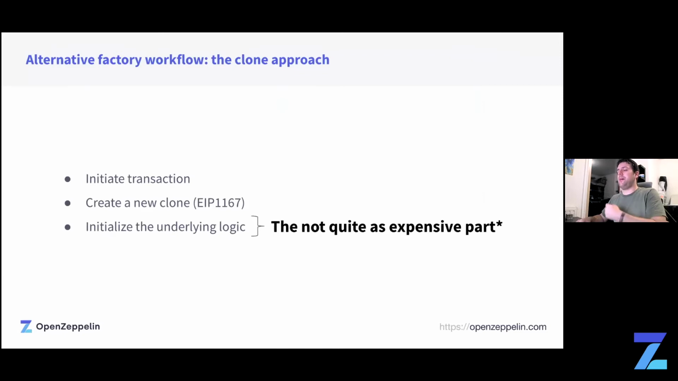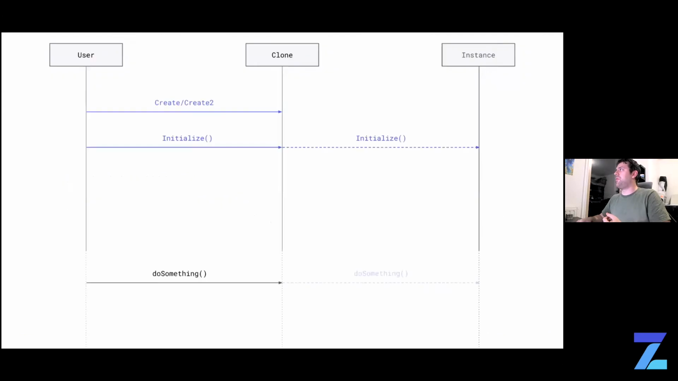And so this is where maybe we can do a bit better and have a similar approach to the proxy logic using a clone mechanism. And clone is described in EIP 1167. Sometimes it's called a minimal proxy as well. And so the idea here is that the clone will be like a proxy, but way smaller, without some features like upgradability, but with also a much lower deployment cost.